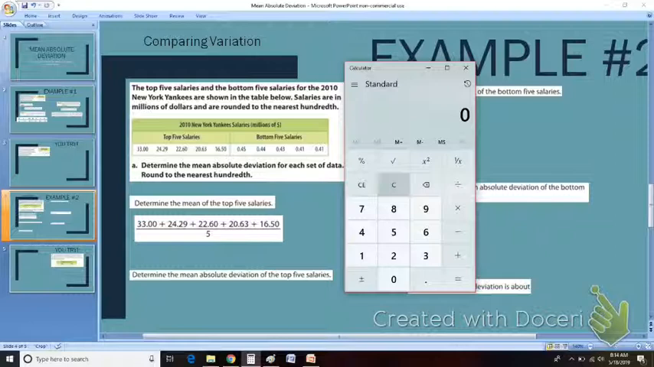Okay, so we're going to add 33 plus 24.29 plus 22.60 plus 20.63 plus 16.50. Okay, we get 117.02. We're going to divide by 5 because that's how many is in our set. Okay, we get 23.404. We're rounding to the hundredths place. Okay, so we'll get 23.40.